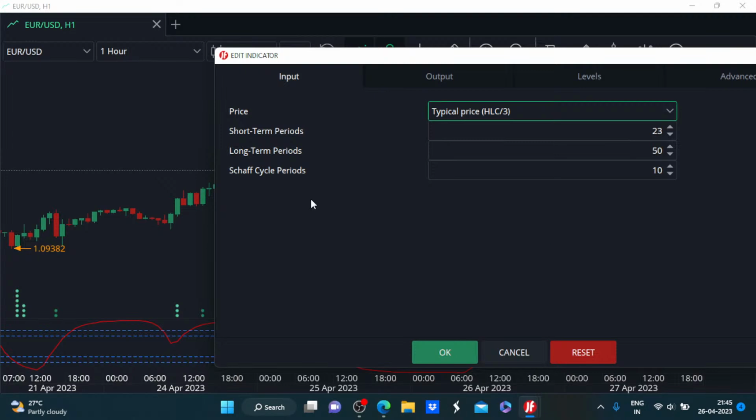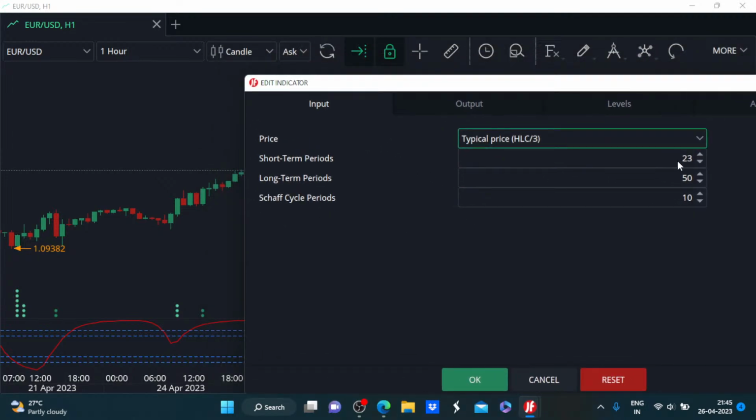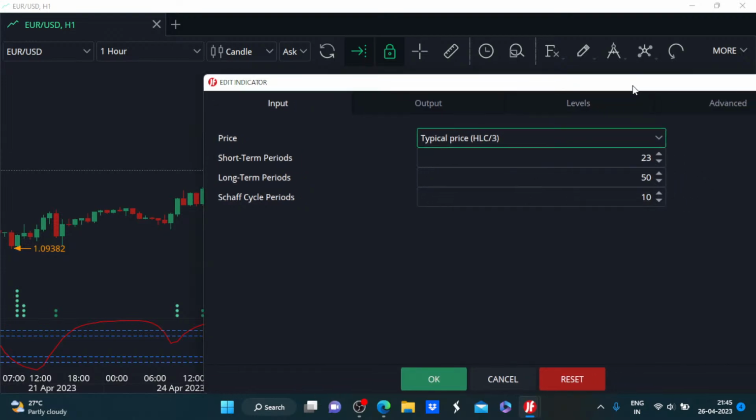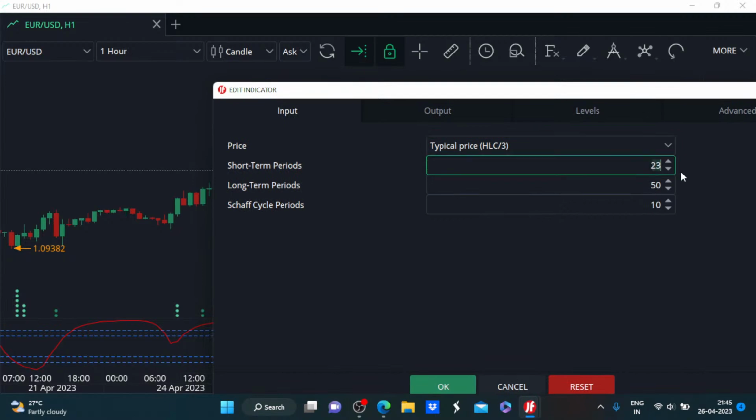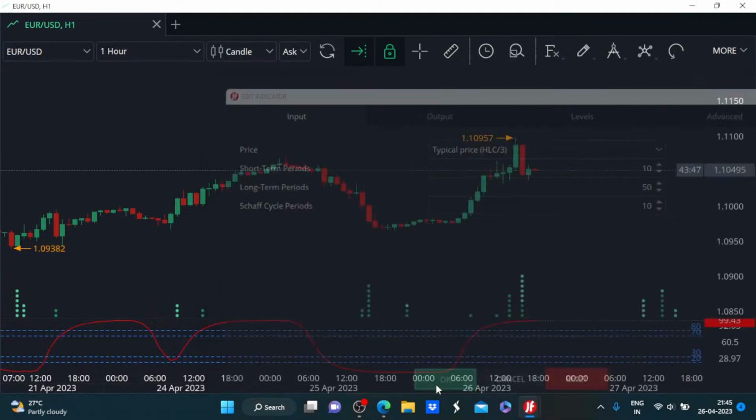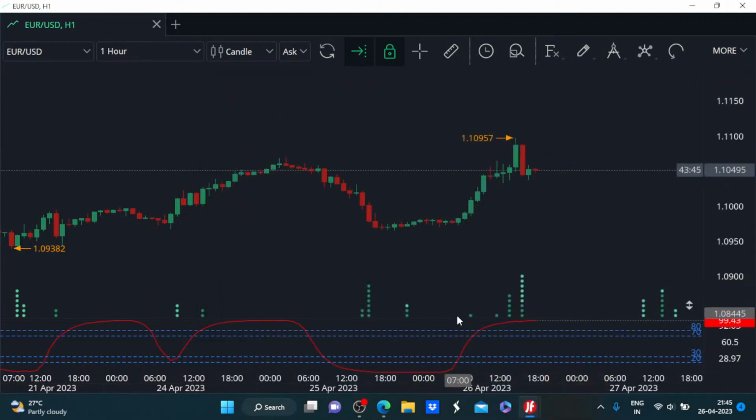The short-term period and the long-term period here, as per the default setup, is 23 and 50, along with the cycle period of 10. You can vary these combinations. You can try out what kind of combination will work best for you. So this is the default setup, but if you feel like, you can vary it, and accordingly you will see that the plotting of the indicator is going to be quite different.